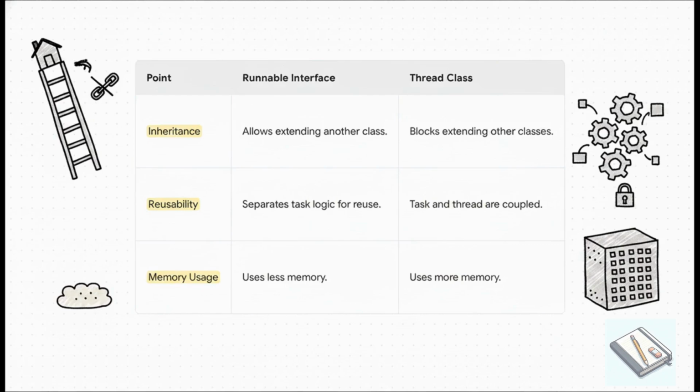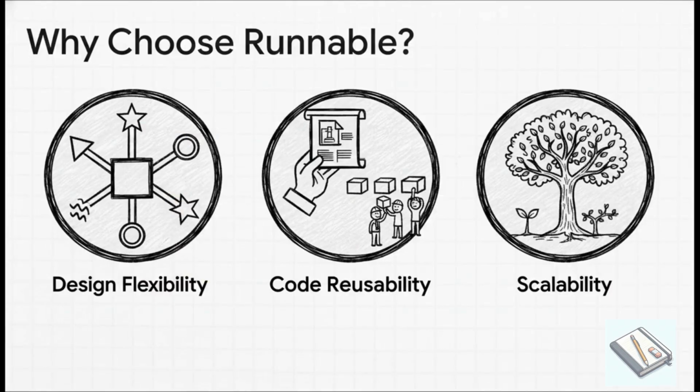So, when you boil it all down, it's about writing better code. You get huge design flexibility, your code becomes way more reusable, and most importantly, it's scalable. Runnable integrates perfectly with powerful tools like the Executor Framework, which is what you'll be using in any professional-grade application. It's just the smarter way to build.